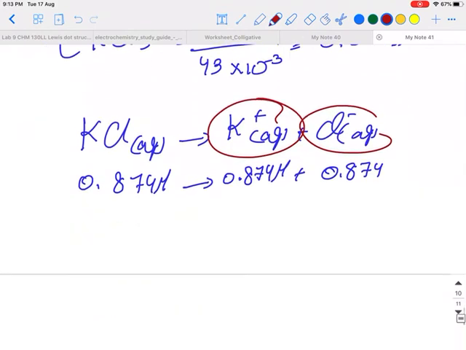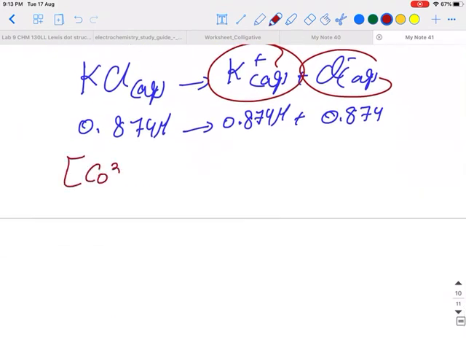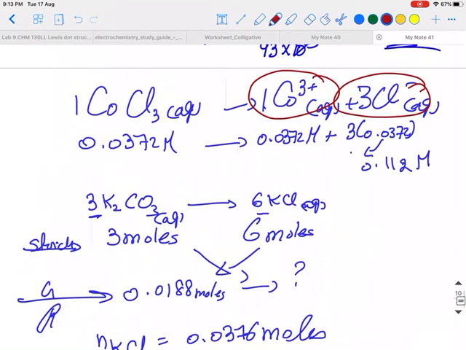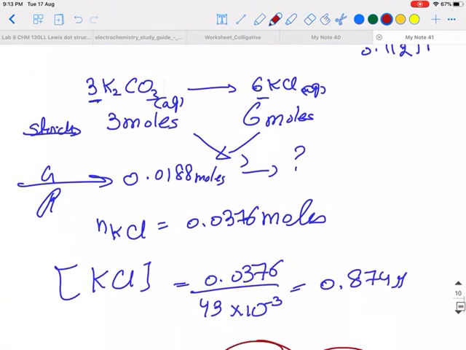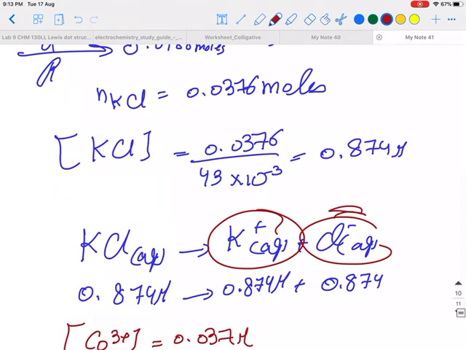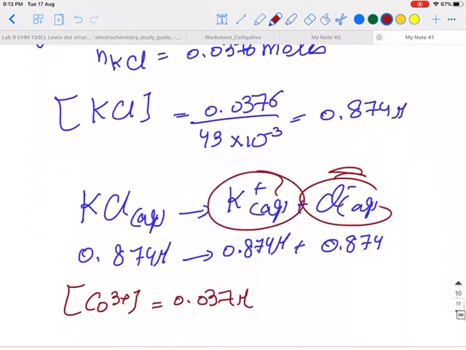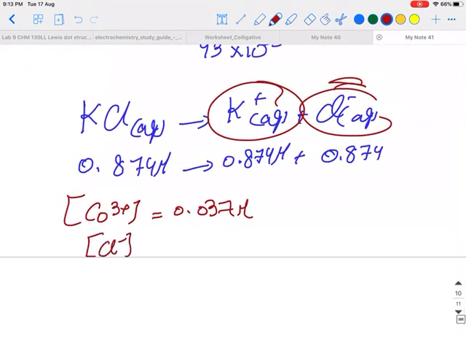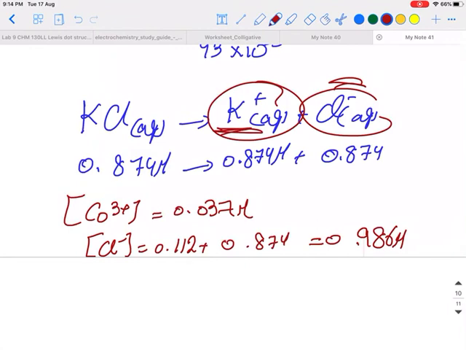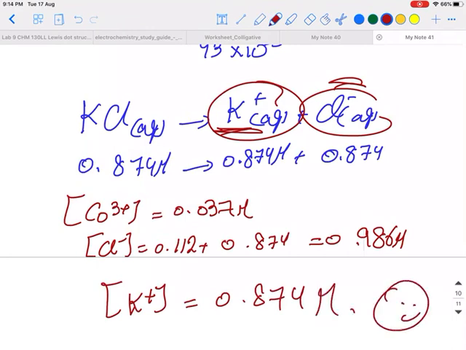Now let me gather what the sources of ions are. Cobalt, okay, no other source of ions, so I will write we found the cobalt to be 0.0372 molar. Cl minus, we have two sources, the one coming from cobalt chloride and the one coming from KCl, so simply I add them. So 0.112 plus 0.874 sum up to 0.986 molar. And the only source for K plus is this one, which is 0.874.